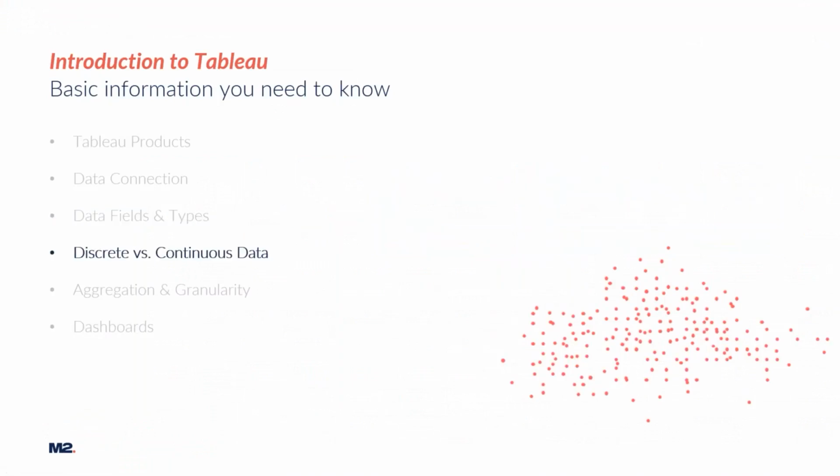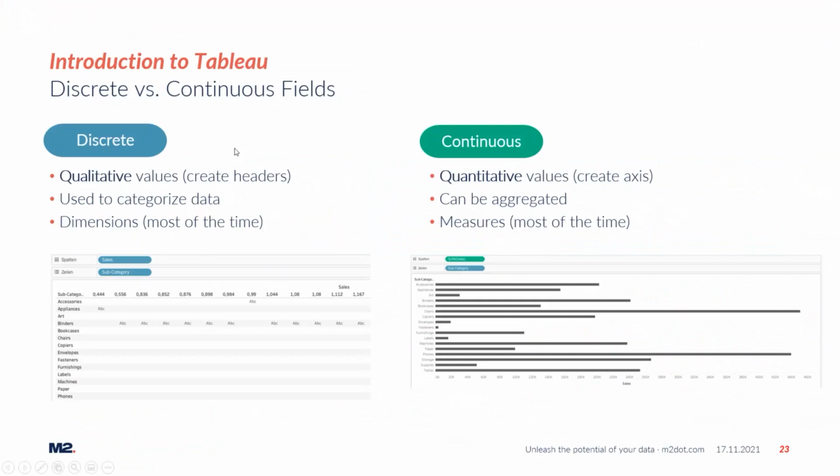Now let's understand a bit the difference between discrete and continuous fields. Some fields that we have, we can categorize between discrete and continuous. Discrete fields, Tableau will show us in blue. It means they are qualitative, so you can categorize. They are used just to label, just to name stuff. And with this, you will create mostly headers.